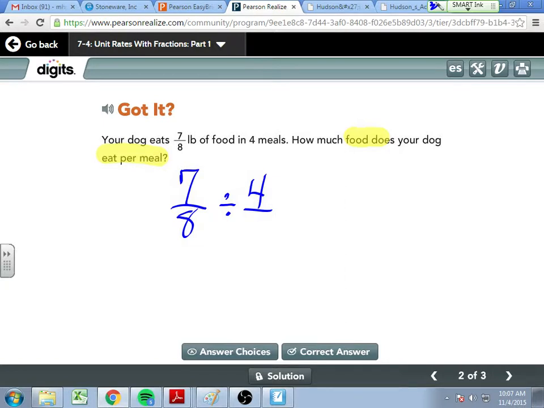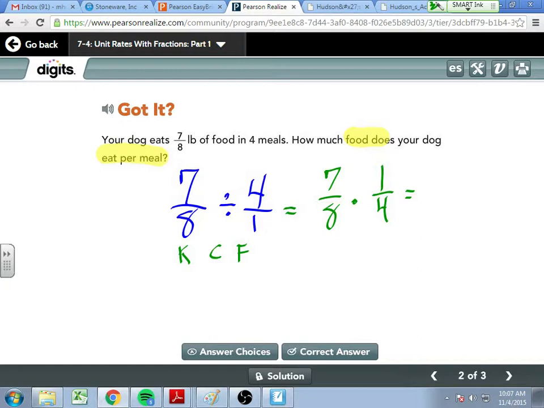Okay, so you can choose that. How can I flip something that's not a fraction? It's 4/1. I have to make this a fraction first by putting it over 1. Then we apply KCF. So then this becomes 7/8 times 1/4.